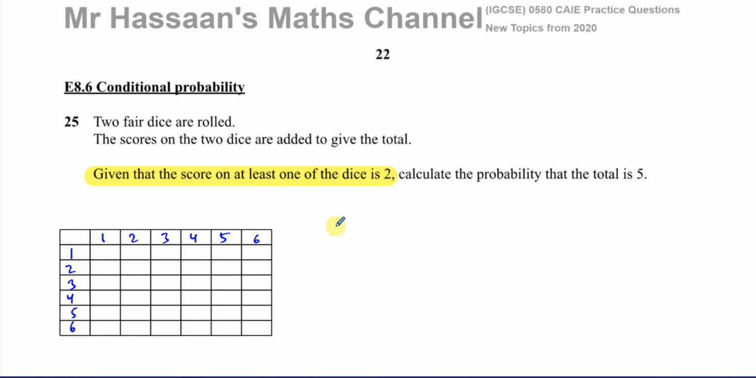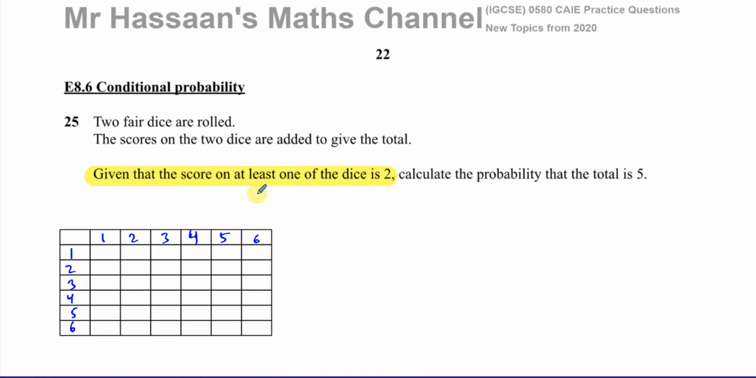Normally there are 36 outcomes. If the question said calculate the probability that the total is 5, you'd find all the ways of getting 5, which would be 1 and 4, 2 and 3, 3 and 2, and 4 and 1. So you'd have 4 out of the total, which is 36. That's what the answer would have been if the question didn't have this given that part.